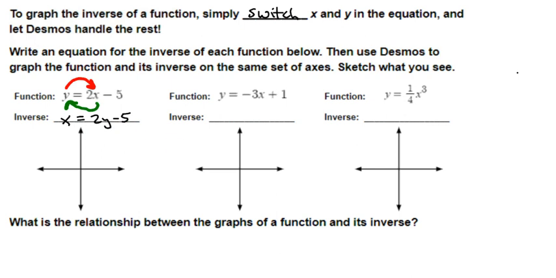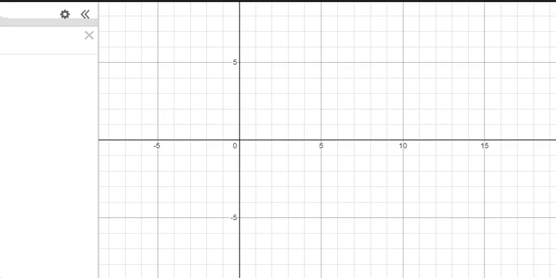All right, so now what we're going to do is open up Desmos. I do have it opened here. Let me make sure we're still going strong. All right, and here's Desmos. So I'm going to go in here and type it in.